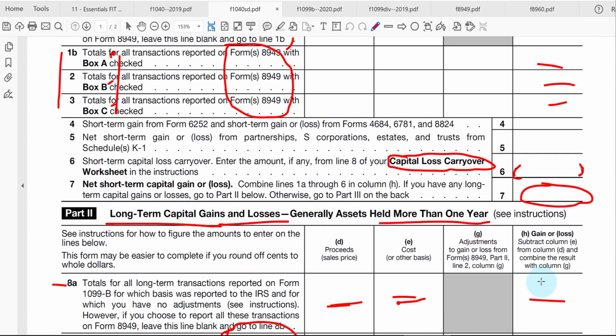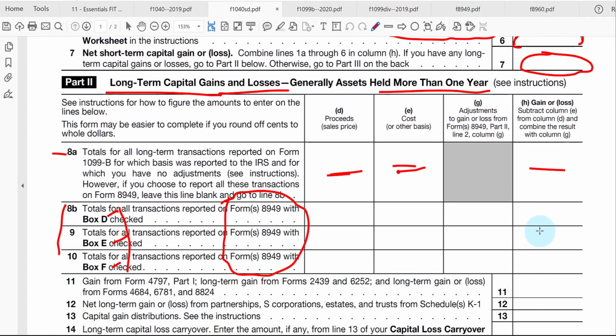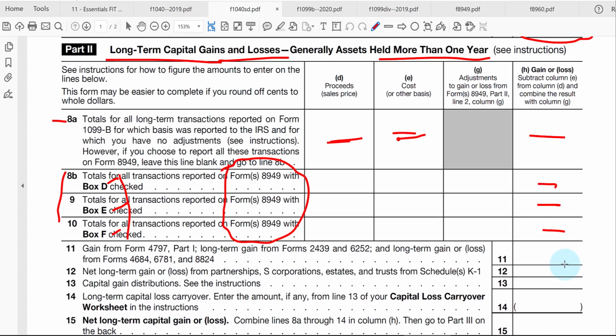And then in the long-term section, again, we add up all the different categories of D, E, F. And let's see, here is a carryover of long-term losses from a previous year. Let me point out this line 13 here, something called not net capital gains, but capital gain distributions coming from a mutual fund or exchange traded fund.